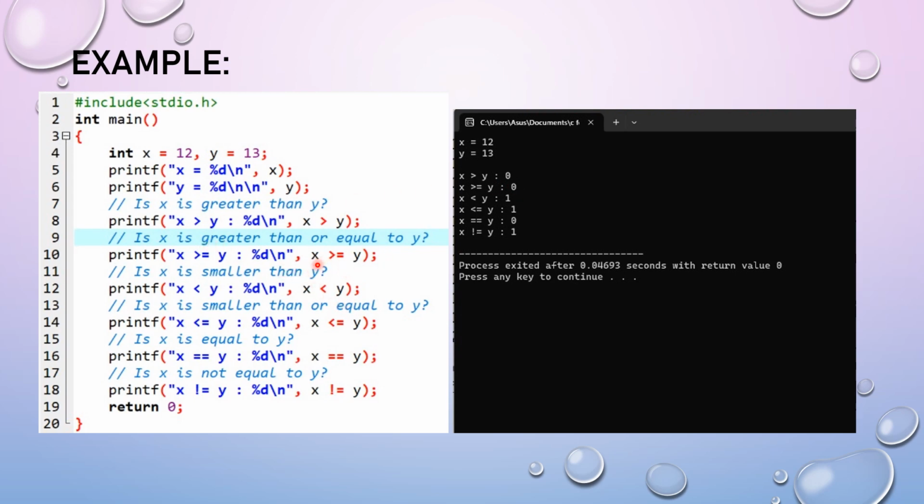Now the second condition was greater than or equal to. It wasn't greater than, and it was also not greater than or equal to. Now less than, yes, it was less than 13. 12 is less than 13, so it gave output as 1, that is true. And is x less than or equal to? It is less than, it is not equal to but it is less than, so it gave an output as 1. If one of the conditions is satisfied, then it will produce an answer as true. Now x equals to y: 12 is not equal to 13.